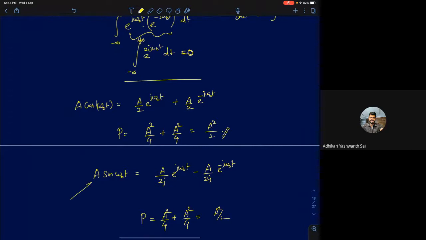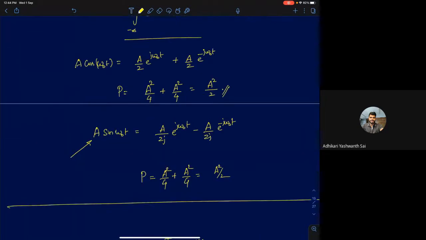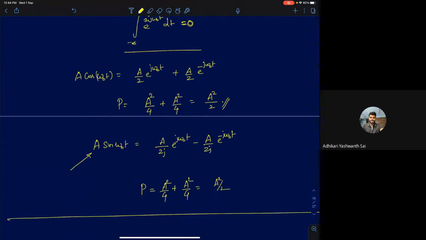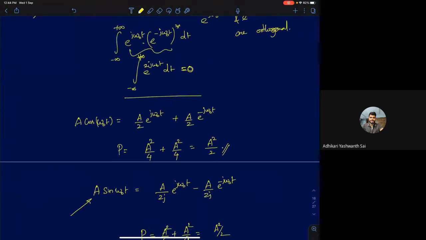You can easily show it for a sinusoid as well, a sine omega naught t. So that's it. I have discussed the definitions of energy and power for some standard signals that we'll encounter. In the next lecture, we'll start with Fourier transforms, and I'll start afresh in the next lecture itself.